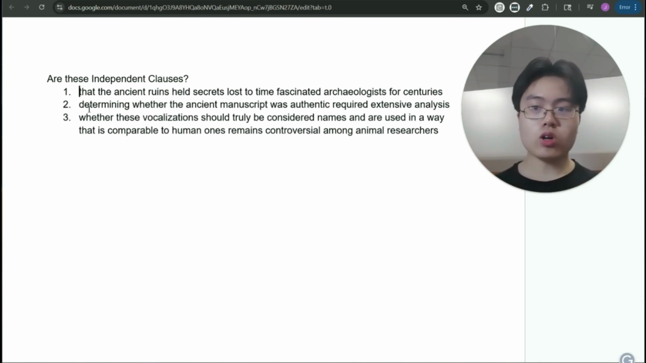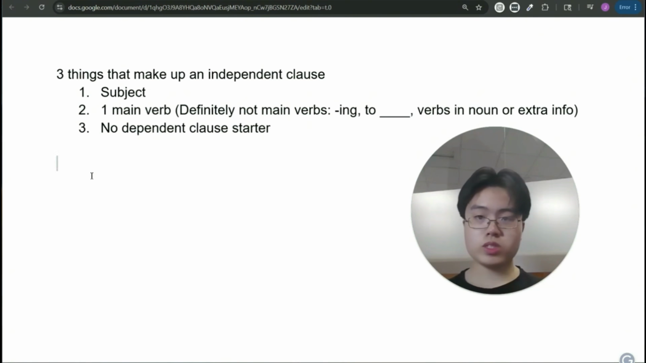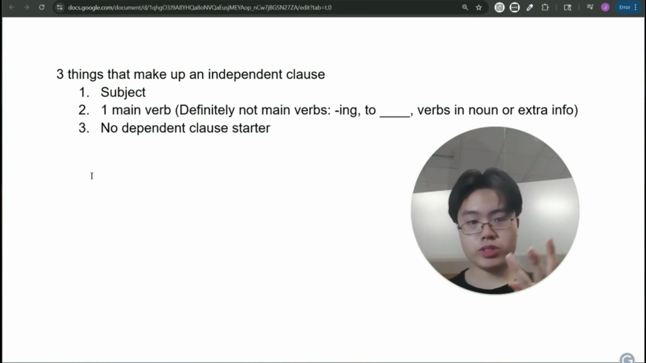Okay. All 3 of these are independent clauses. And if that shocked you, you should definitely watch the next part. And if that didn't shock you, you should still watch the next part, because what I'm going to tell you will help you a lot. Either way, for something to be an independent clause, it needs to have 3 things.